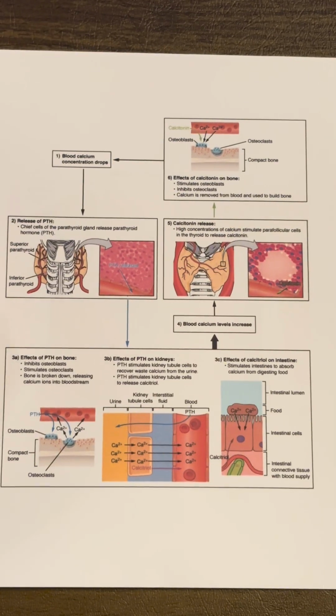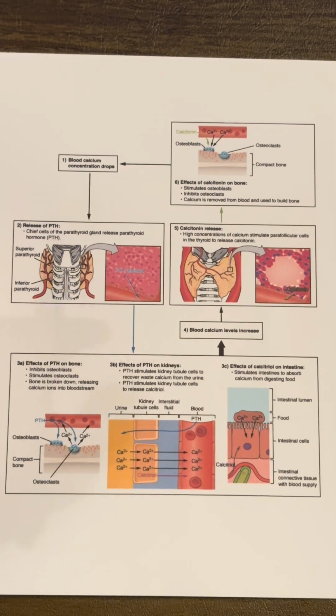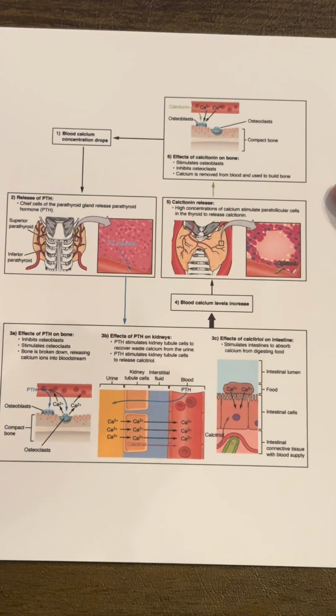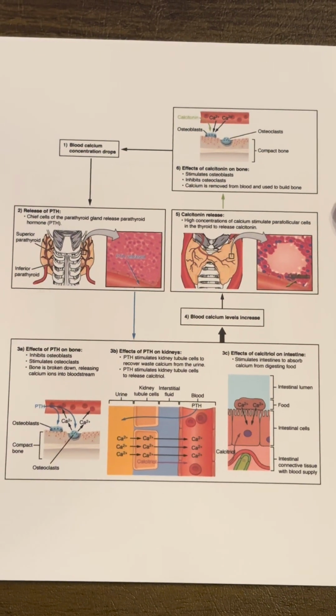Think about it. If you had a bone, you chip off pieces of it, it goes into the blood, it's going to increase the blood calcium levels. So we're going to stop that. We're going to inhibit osteoclasts, preventing calcium from entering into the blood from the bone.